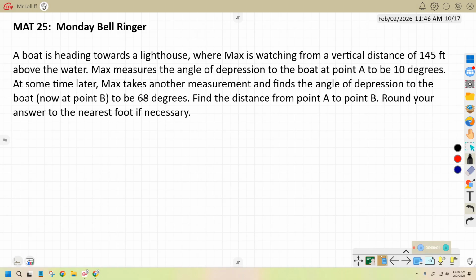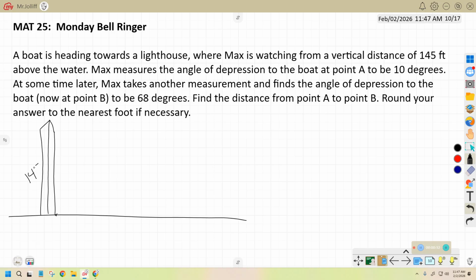If you read that question carefully, you'll notice it mentions two angles of depression. So, stick figure lighthouse, we're going to assume the ocean is flat. And we've got our lighthouse at the very edge. That is the worst straight line I've ever drawn, but who cares? They tell us that that lighthouse is 145 feet tall, yes? Pretty sure I saw that correctly.